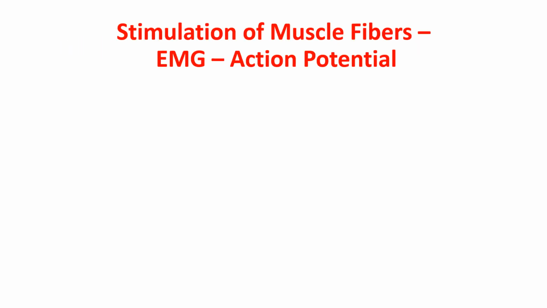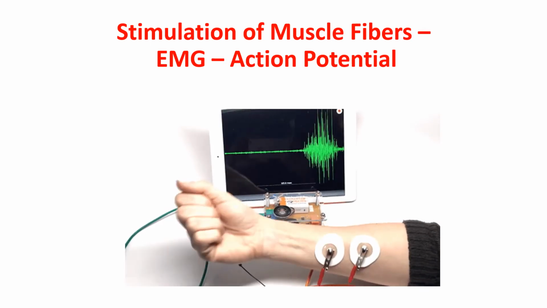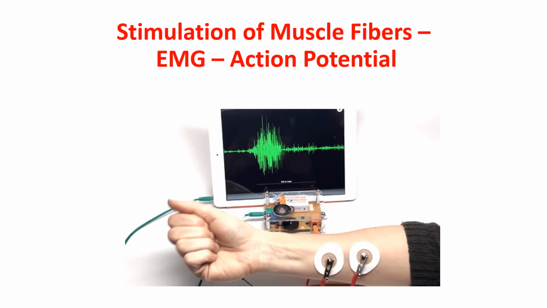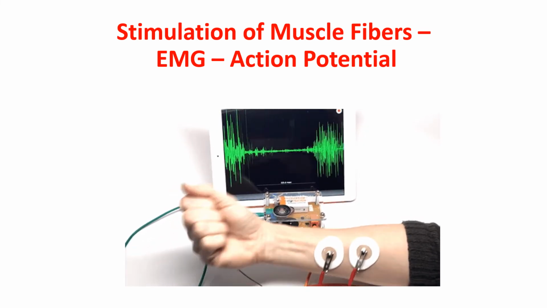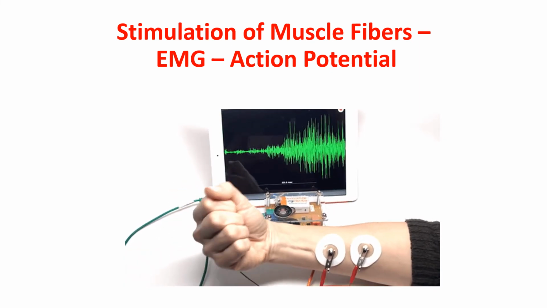Simulation of muscle fibers, that is EMG, electromyogram, that is the action potential generated in the muscles we are going to see. EMG signals can be helpful in assessing muscle functions as well as neuromuscular disorders. Here is a representation of an EMG signal.